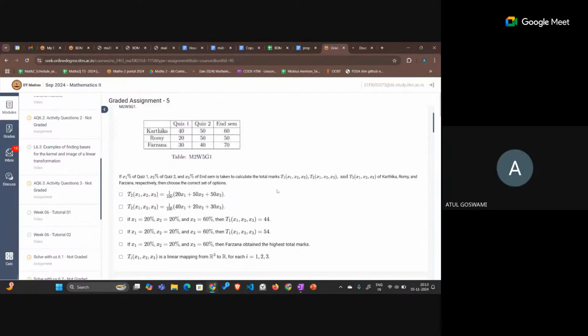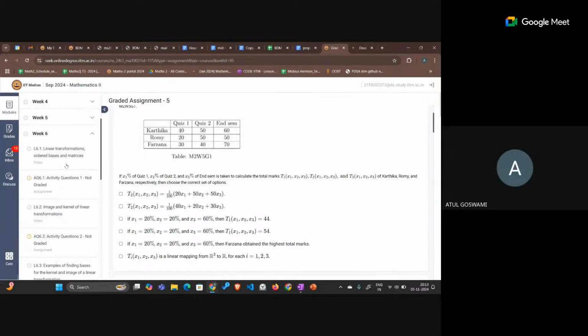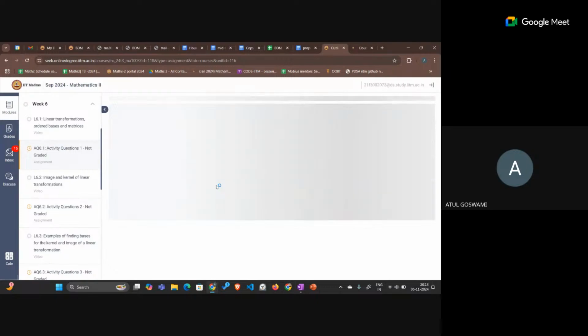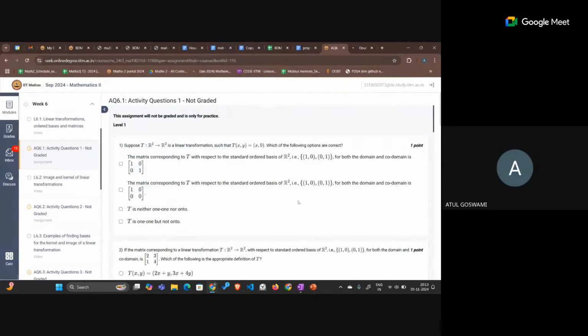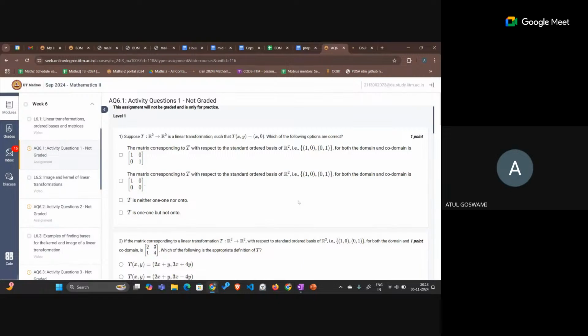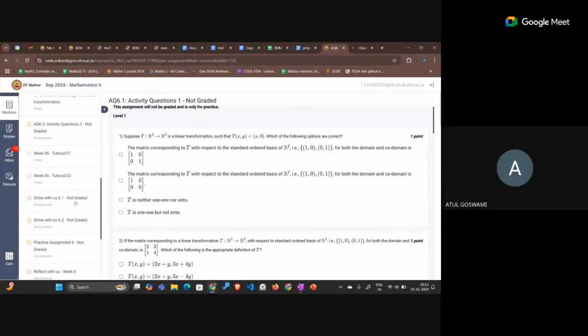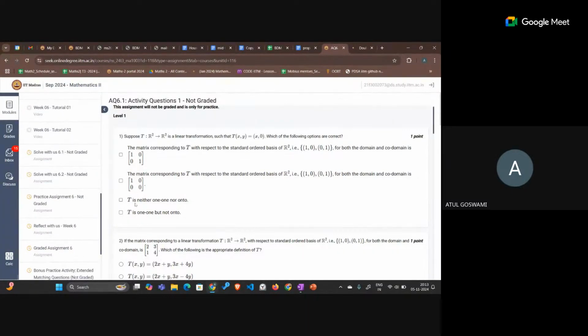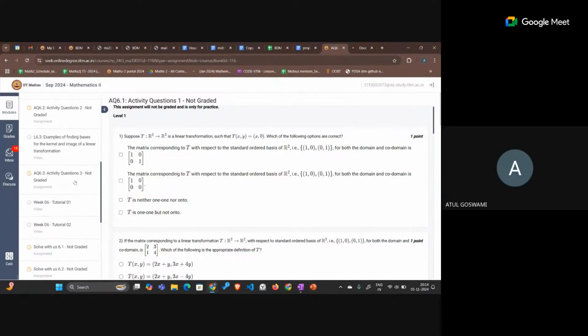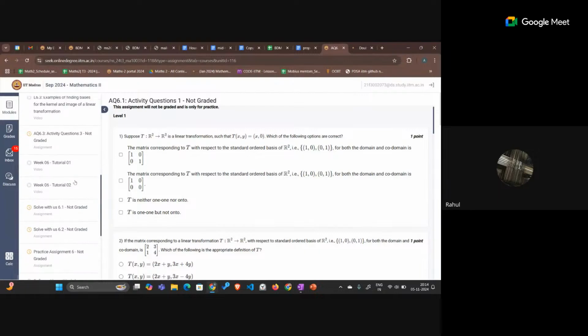Okay. Now you can ask questions if you want from activity 1. If any of you have any doubt from week 6, you can ask. Otherwise, I'll just take the solve with us. I'll solve with us 1, solve with us 2, and reflect with us. These assignments I will solve with you. But the solvers already have elaborate solutions. Why don't you do the practice assignment instead?